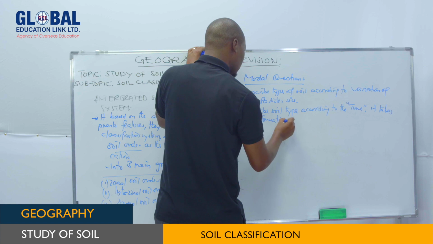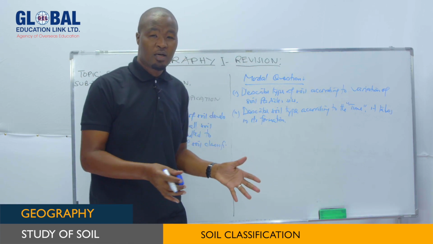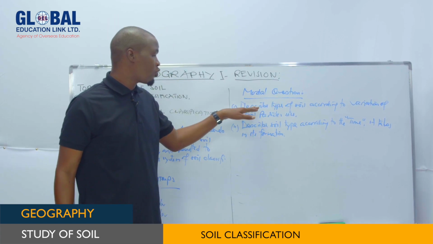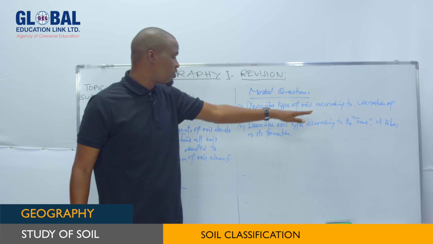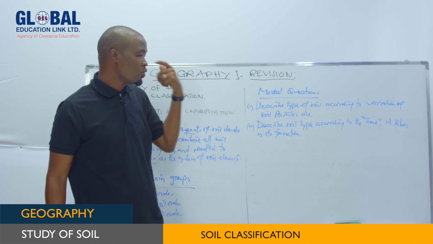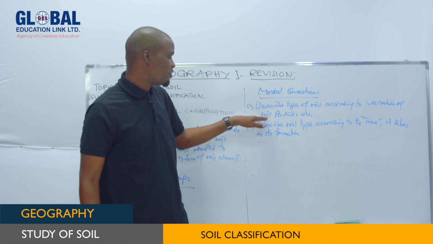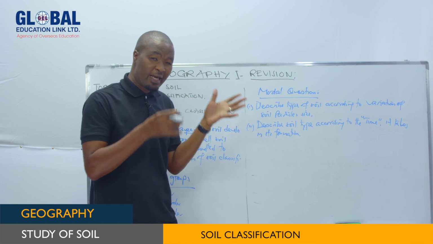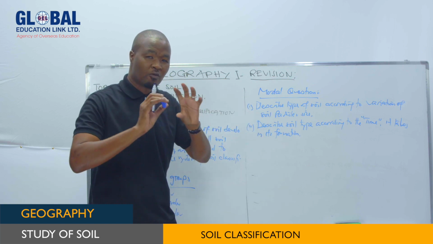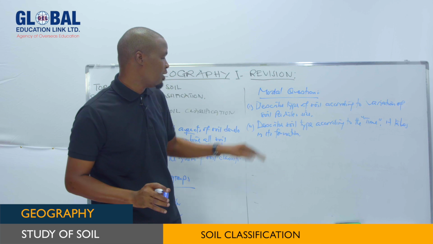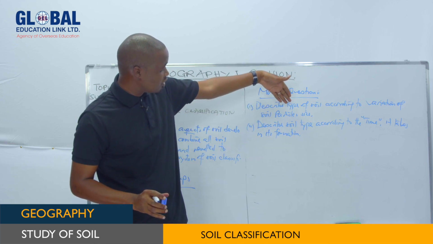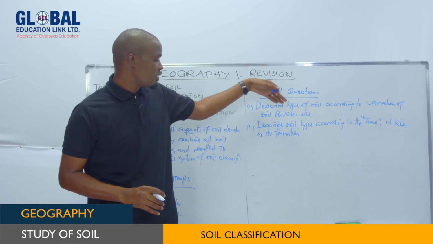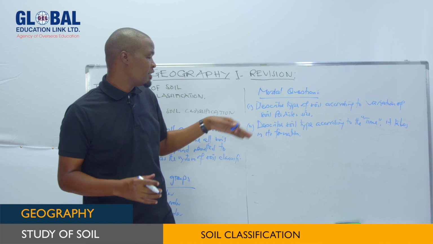It means sometimes they use an indirect way of asking the question. As you can see right here, the model question says describe the type of soil according to variation of soil particle size. It means we have to discuss types of soil according to the diameter size of the particles of the soil. So the first one needs us to explain types of soil according to texture. Are we together? Then the second describes the soil type according to the time it takes in its formation.